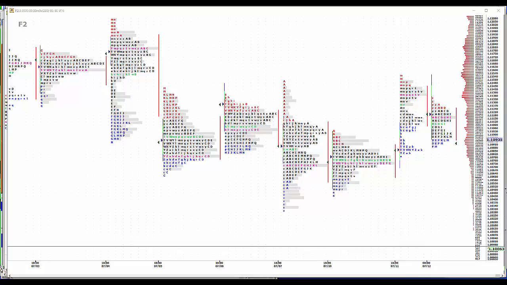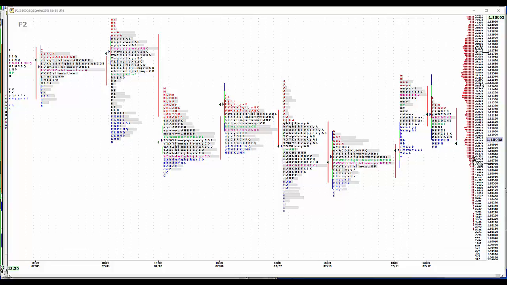Don't think anything makes any difference. So selling 1150s, sell one. Sell two, 1175. Buy one, 1075. Buy two, 1050. And we will see what happens.